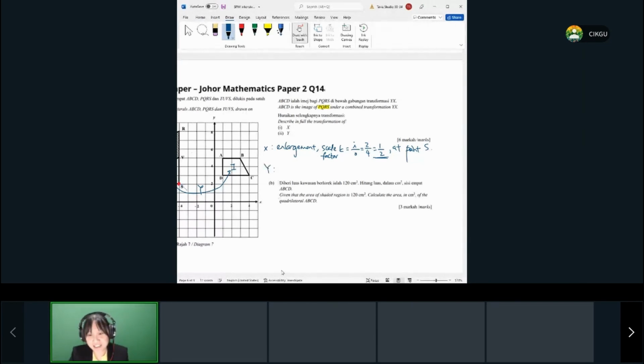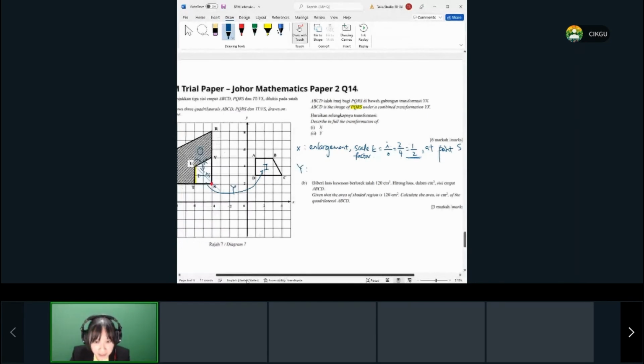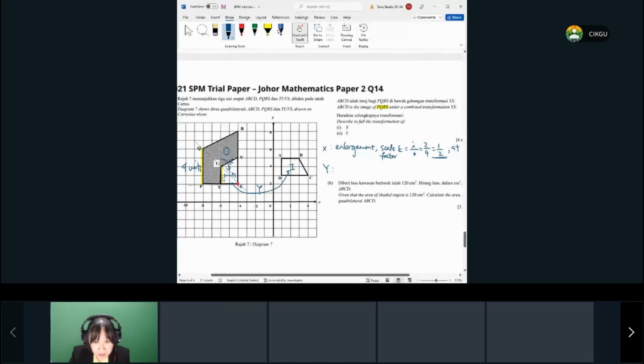Next, Y. Y is from here needs to turn to here. So obviously, this line VS, after you transform, became DC like that. You see this one kind of forms a 90 degree. So that means this must be a rotation of 90 degrees, from VS to DC, going in this direction.